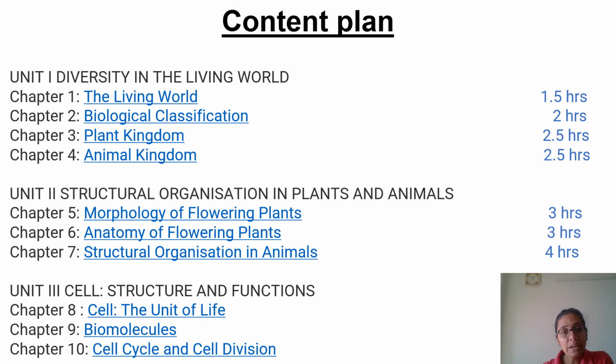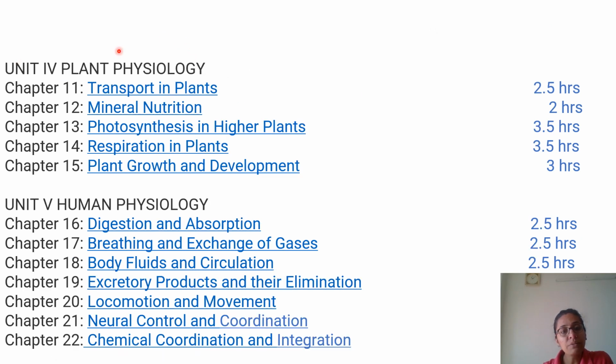Then we'll move to the next slide where we'll talk about plant physiology and human physiology. These two are my favorite units, and the second point is they also have more marks. They also grab more marks, and it's very interesting to read about them. First, in chapter 11, we'll talk about transport in plants, where we're going to discuss how food is transported from shoot to root and how water is transported from root to shoot, and so on. We'll discuss what is transpiration, guttation, and so on.